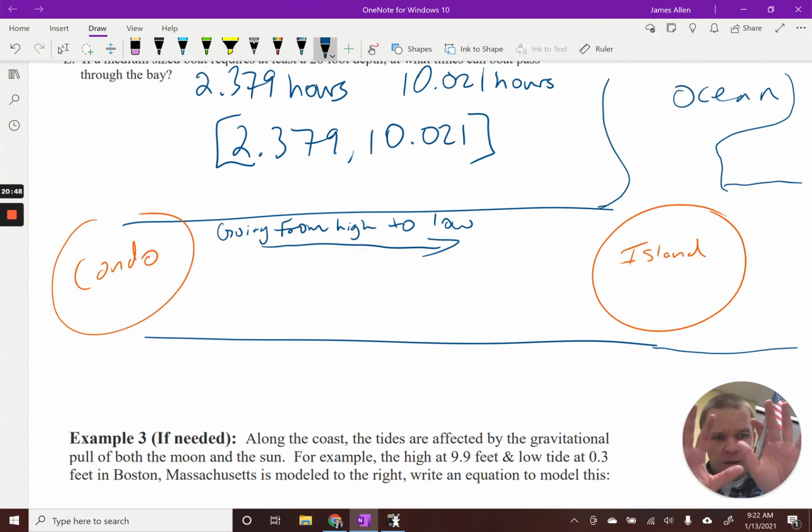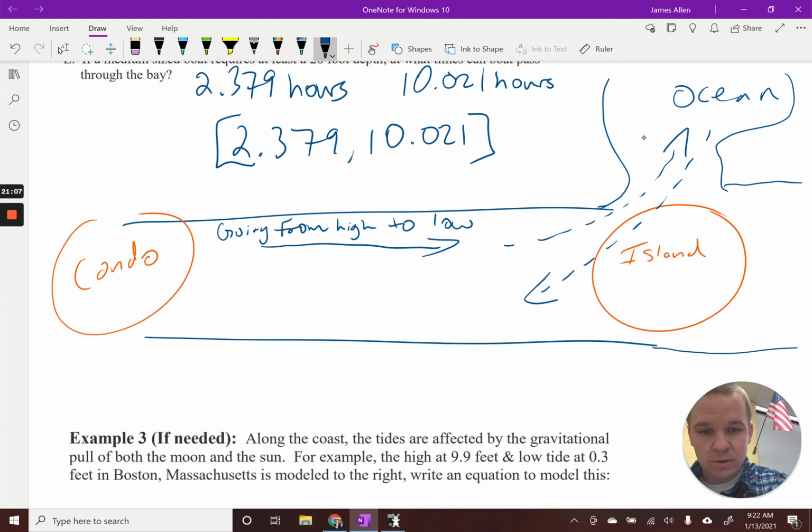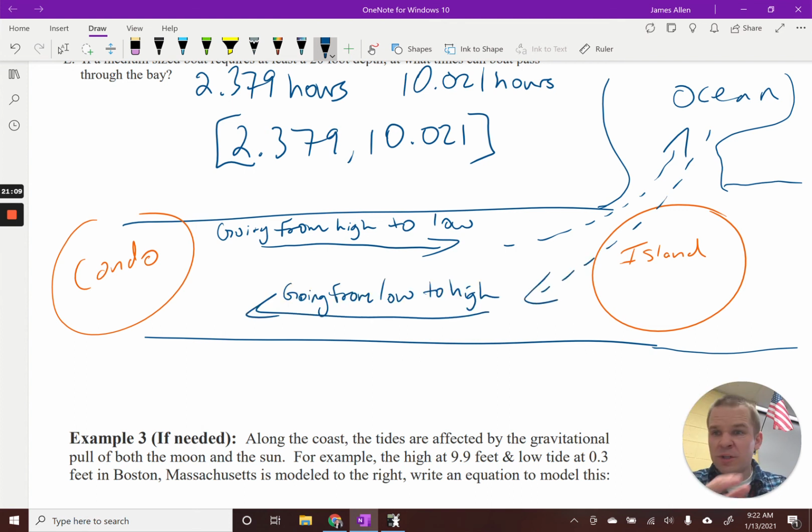Here's my drawing here. We're going from the condo to the island. We're going from high tide to low tide. So that water is being carried back out to the ocean, right? Now, when we go from low to high tide, the water is coming back in from the ocean and filling up that inlet. So then there's a current that would push us back towards the condo.